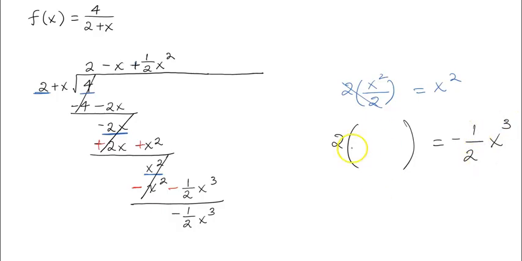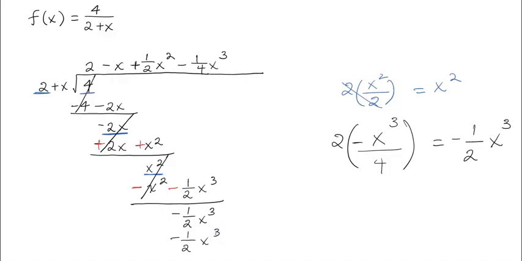Well, I'm trying to get a negative 1/2, so I'm going to put a 4 in the bottom because 2 over 4 will give me the half. I'll also stick a negative in, and I'm going to need the x cubed. So I need a negative 1/4 x cubed on top. That is what I multiply 2 by to get negative 1/2 x cubed.